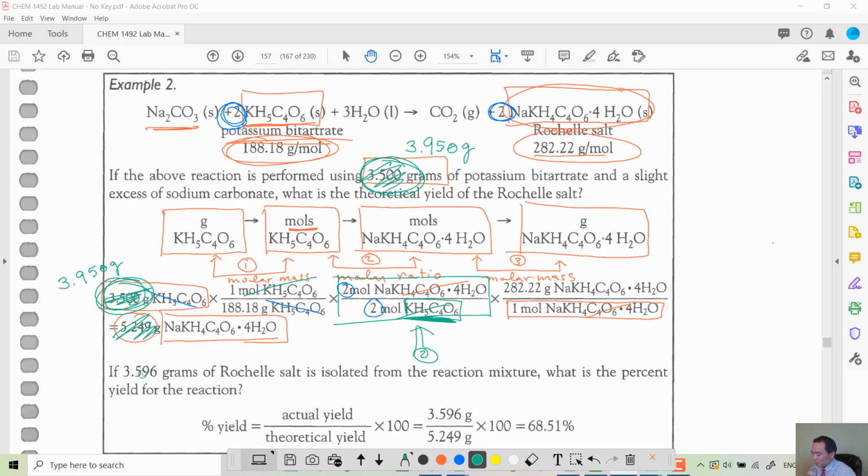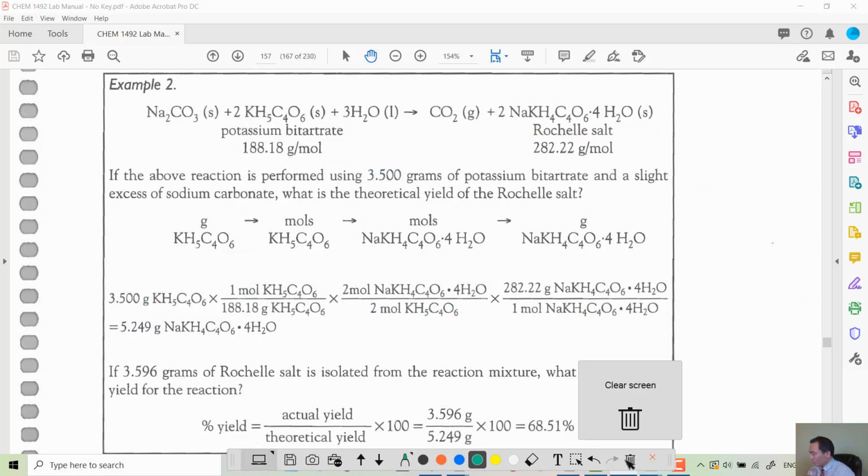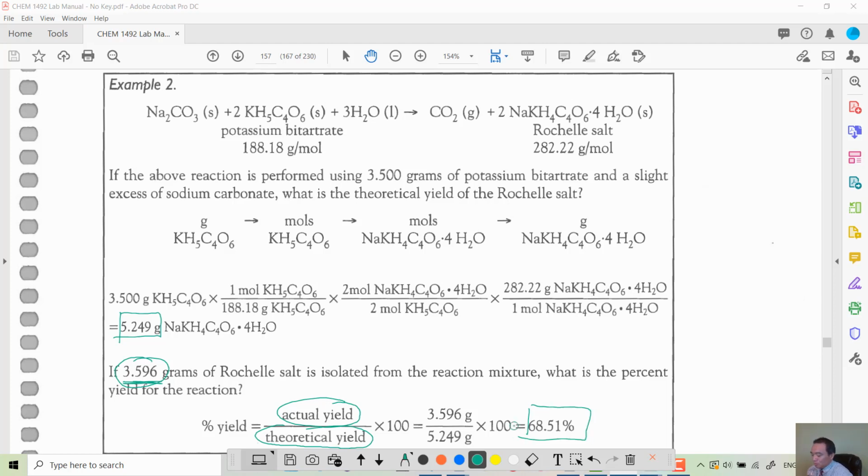Let me erase everything. So we have actually not collected 5.249 grams. If you collected less than that, of course you're going to collect less. It can never be more than the theoretical yield. So 3.596 grams of Rochelle salt is what we actually isolated from the reaction. To calculate the percent yield, we use the actual yield divided by the theoretical yield times 100. It turns out to be 68.51%. This yield is actually quite high.